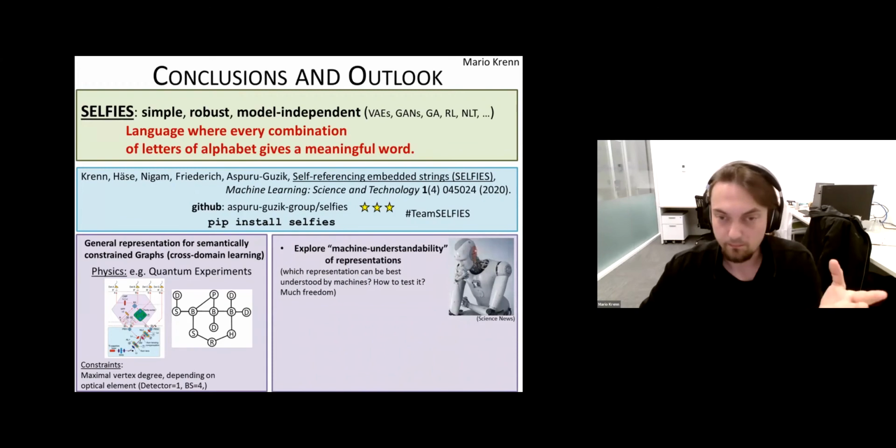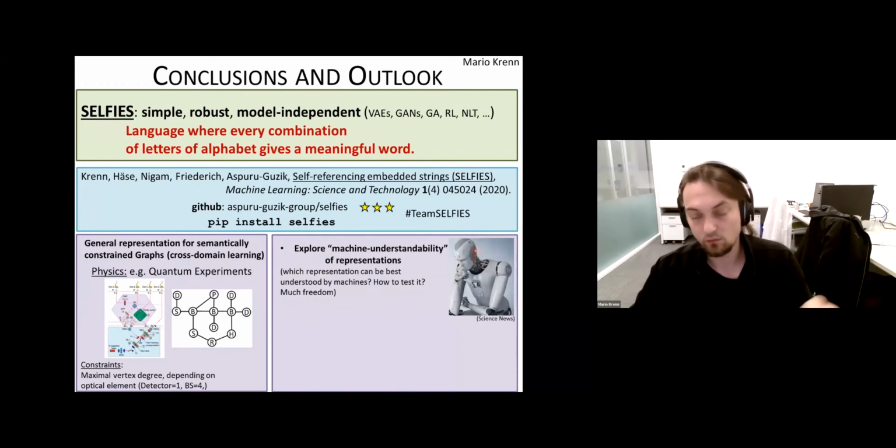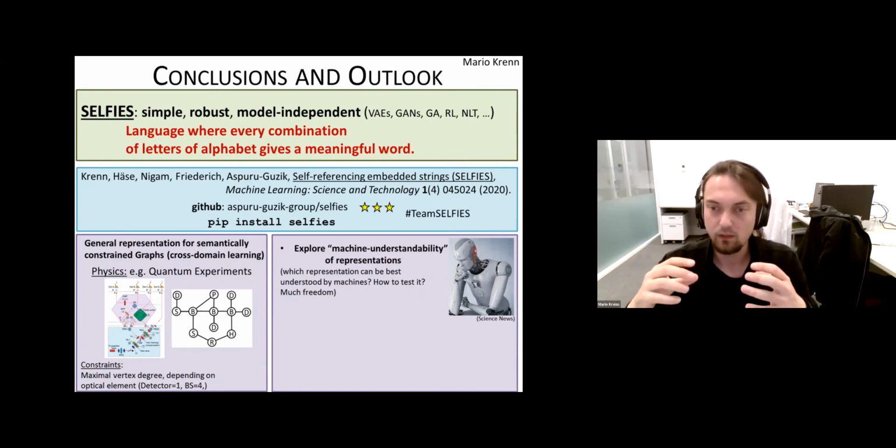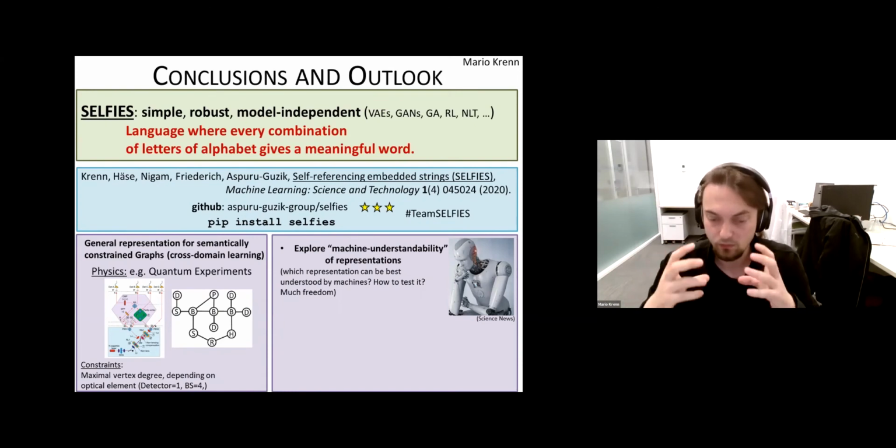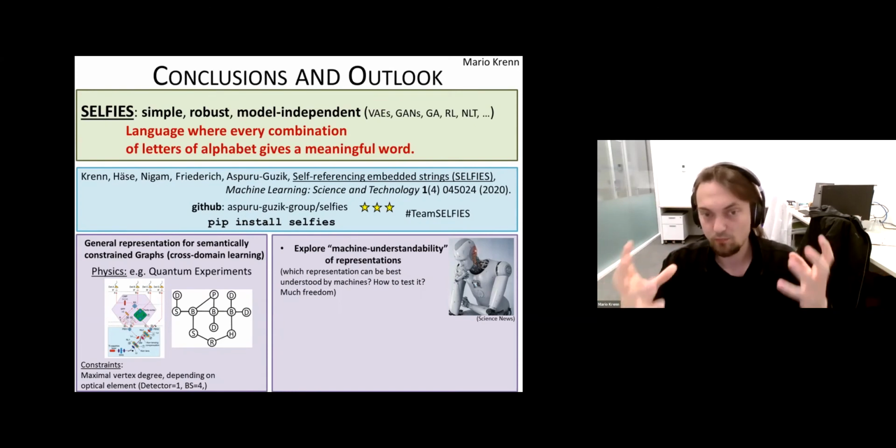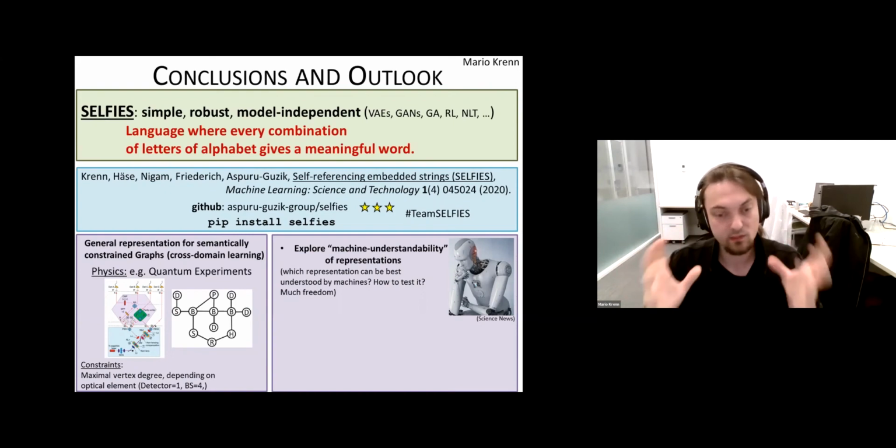And my other question that I would find very interesting to understand more about, and also very interested in what you're thinking about, is what does it mean that a machine understands some representation better? How can you test this really, and how can you design new representations? Because in string-based representations, we have so much degree of freedom.